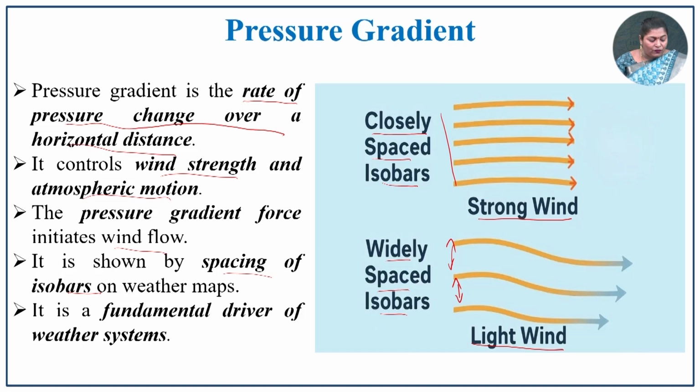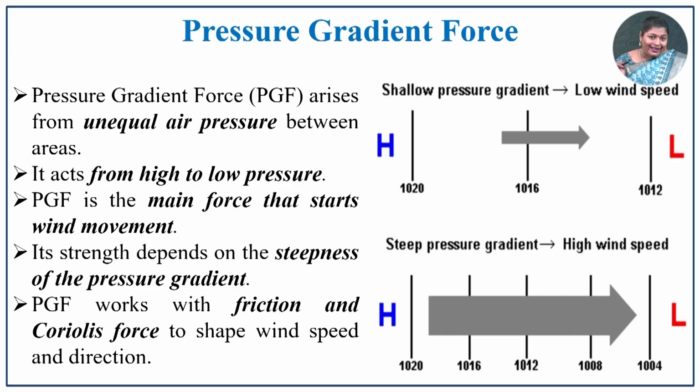So, in such a way you can read the weather map based on this pressure gradient. It is the fundamental driver for the weather system. So, the pressure gradient force is most important for weather systems. What is meant by pressure gradient force? In the previous slide we discussed what is meant by pressure gradient. Here there should be some force. Because of that force, that gradient has changed. So, what is that force?